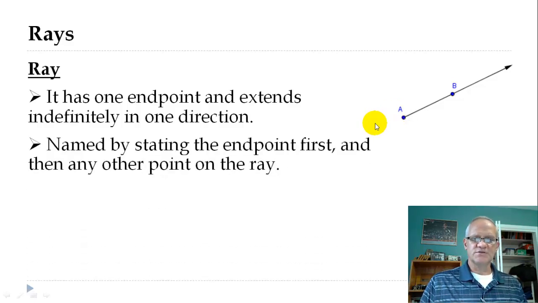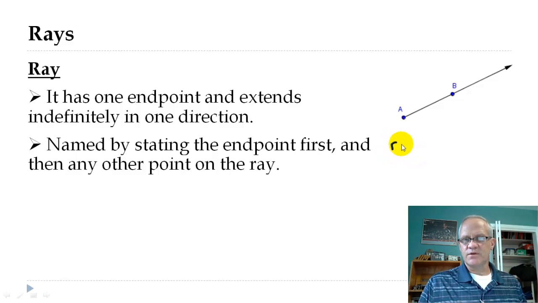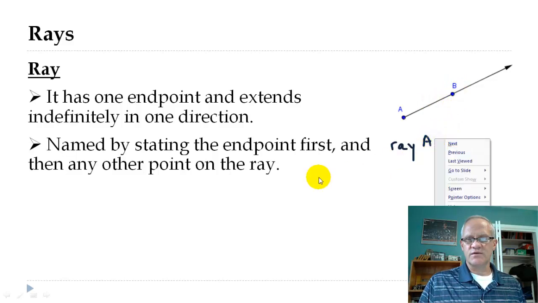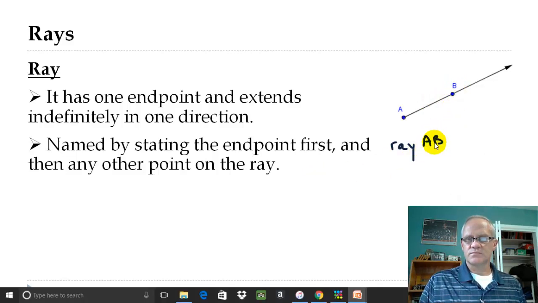All right, so here's how we name a ray. You state the endpoint first, and then any other point on the ray. So what's the endpoint? The endpoint is A, and it's going to go the other way. So we're going to start with A. One way we can name it is to call it ray, and then we start with A because that's the endpoint. The only other point we know is B, so we would say ray AB.